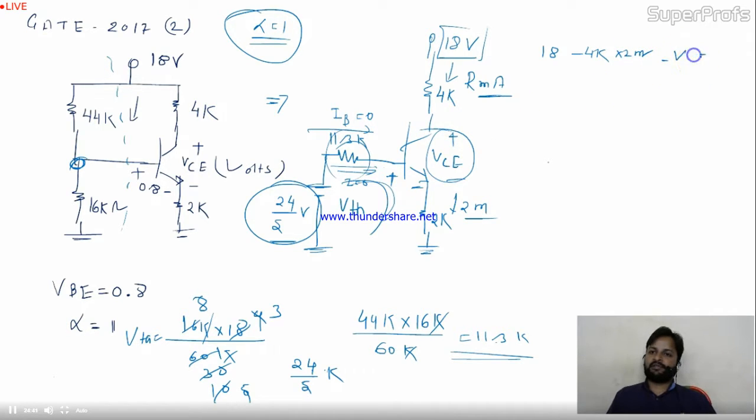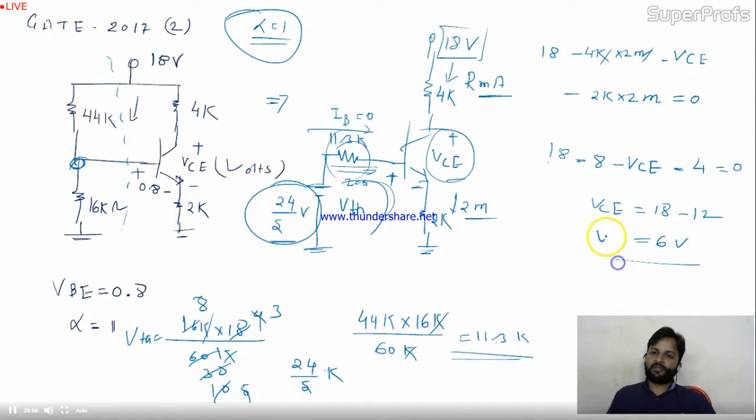Let's take it minus VCE, because going from plus to minus, here I'm getting 2K into 2 milli equal to 0. So finally K and milli will get cancelled. 18 minus 8 minus VCE minus 4. Is it okay? So VCE is equal to 18 minus 12, so it will be 6 volt.